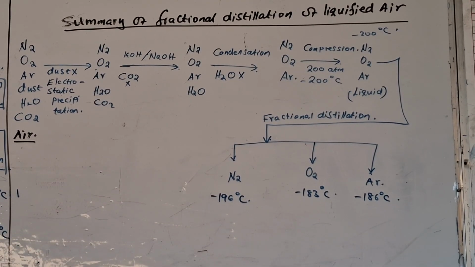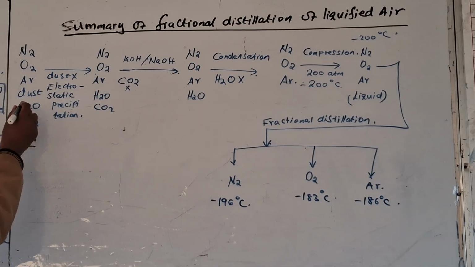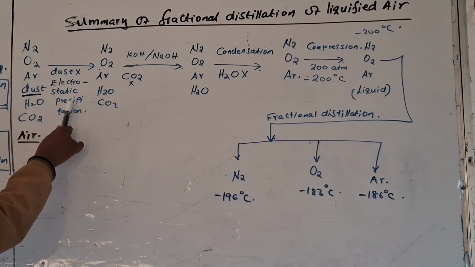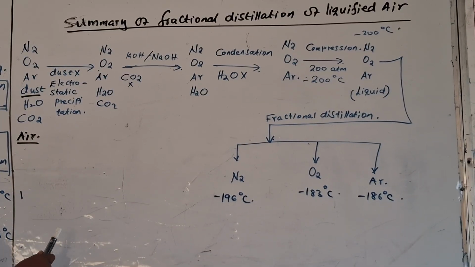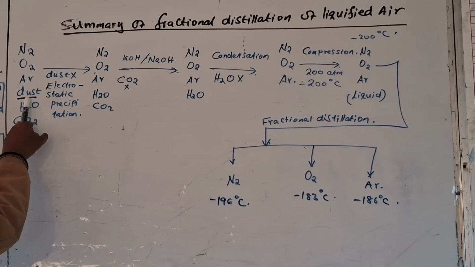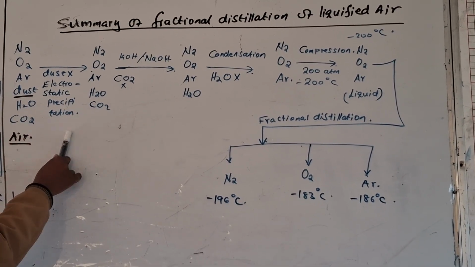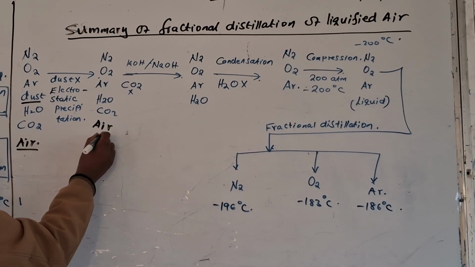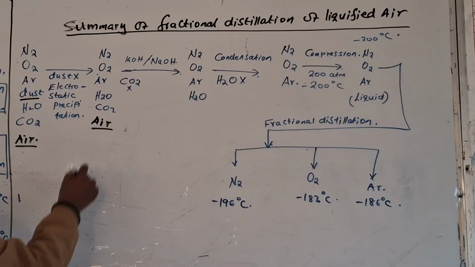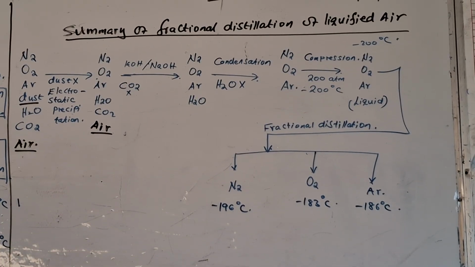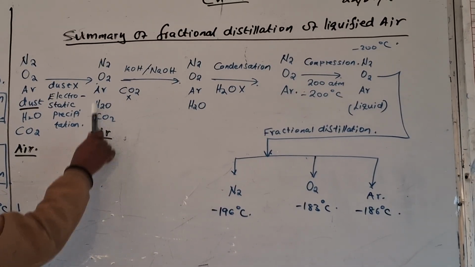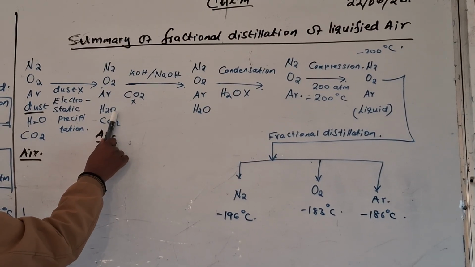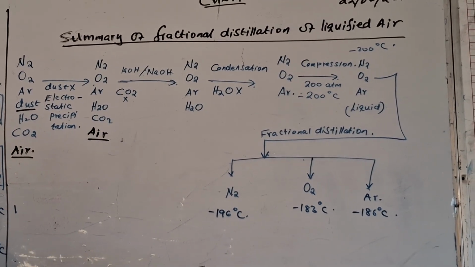So first of all, dust is removed through electrostatic precipitation. So electrostatic precipitation removes what? Dust. So once dust has been removed, the remaining part of air is dust free. It does not have dust. So what is remaining in the air now? Nitrogen, oxygen, argon, water vapor, and carbon dioxide.